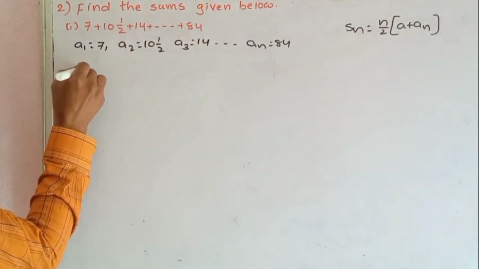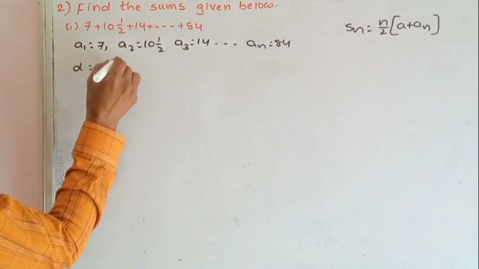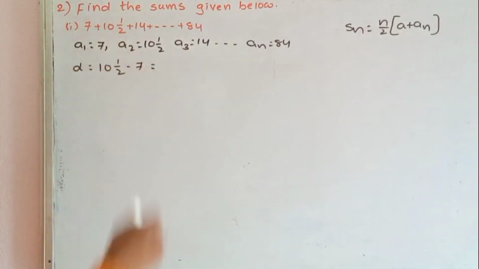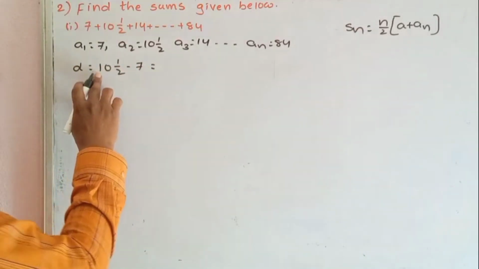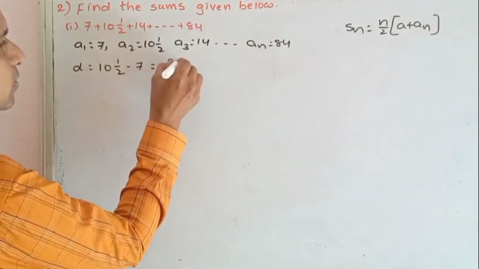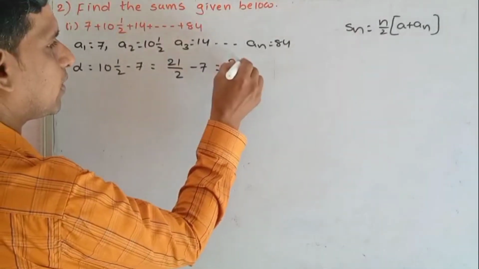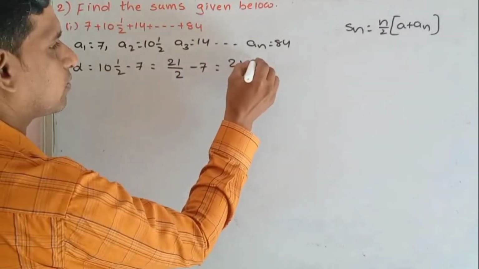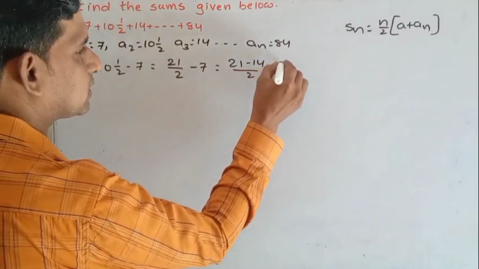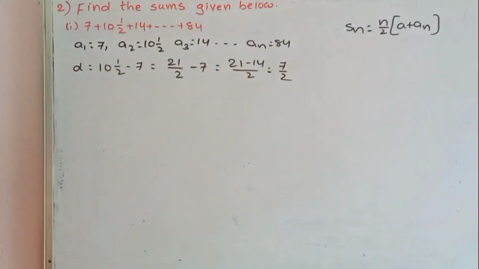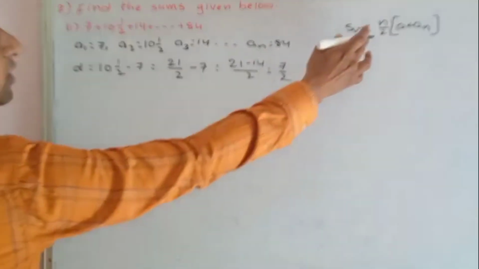See, what is the common difference d? d equals 10 and a half minus 7. 10 and a half minus 7. 2 tens are 20, 20 plus 1, 21 by 2 minus 7. Okay, that equals 21, 2 sevens are 14, 14 by 2. That is 7 by 2. Okay. Now we will find the value of n.